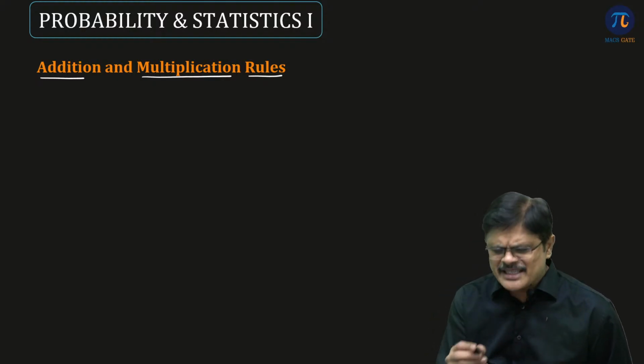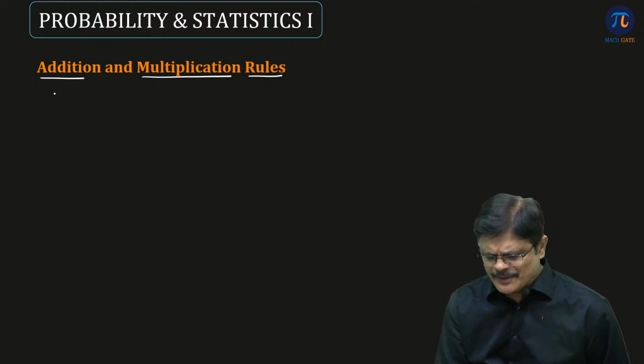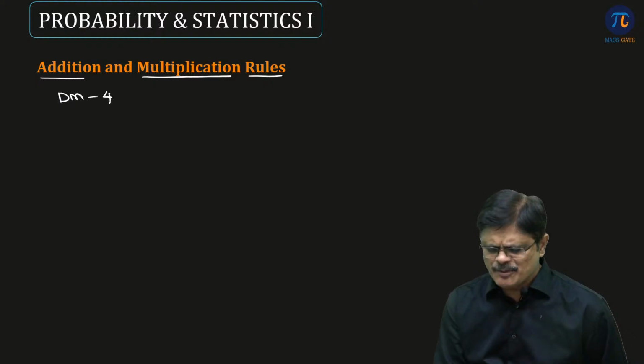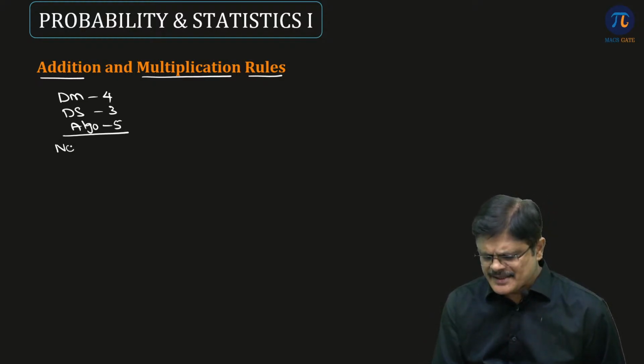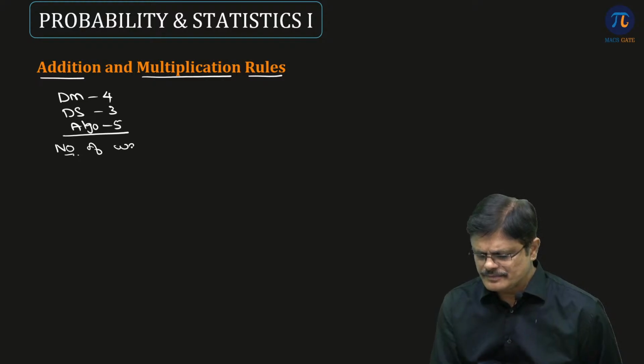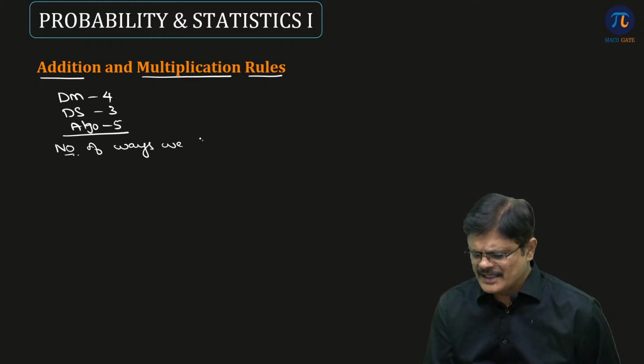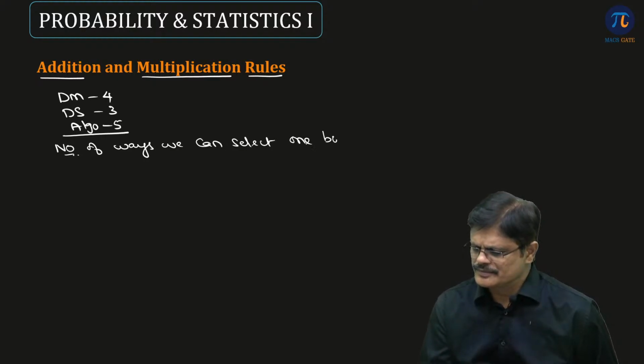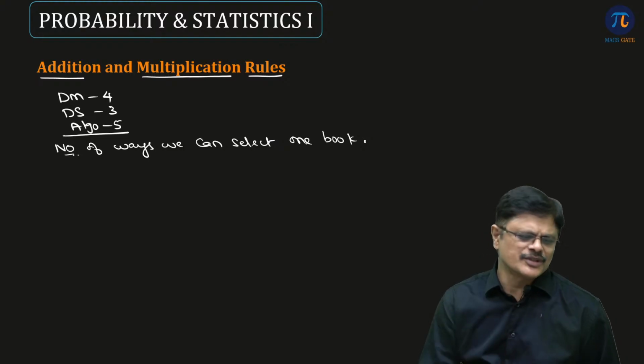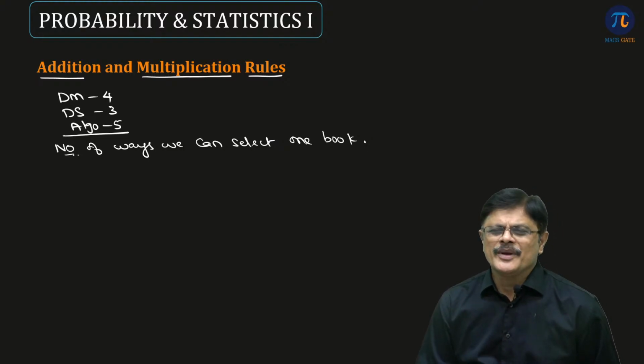So the addition theorem, I'll just give you a simple idea. For example, we have, say, 4 discrete mathematics books, 3 data structures books, and 5 algorithm books. Now I ask you one question: the number of ways we can select one book. How many ways can you select one book?